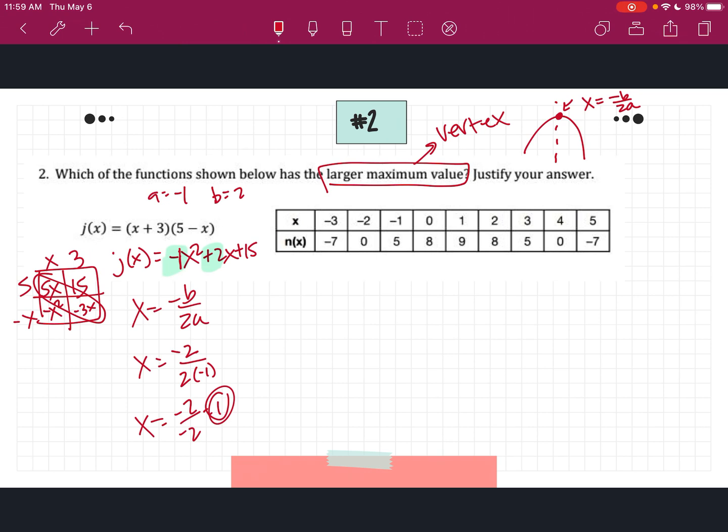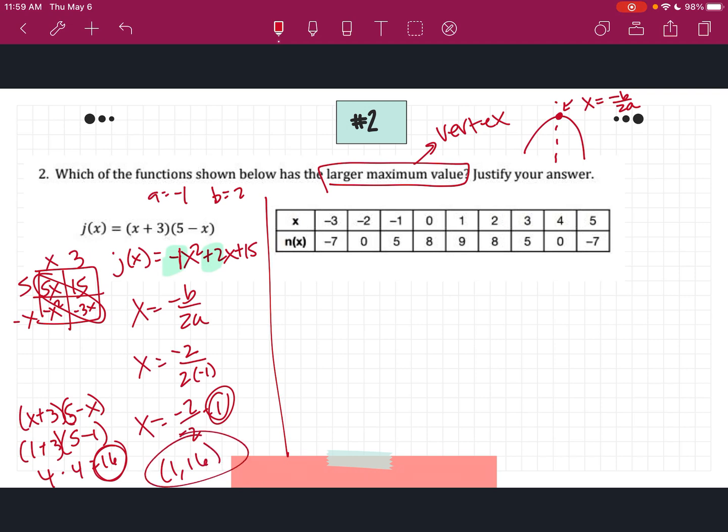So to find the whole value, because we want the larger maximum value, which is the y value, where is that on the graph at 1? So all you need to do there is go and plug it in. You can plug it into either equation. It might be easier to go back and plug it into the original one. So x plus 3 times 5 minus x, so we'd have 1 plus 3 times 5 minus 1, so you get 4 times 4, which is 16. So the vertex for this guy is 1, 16, so that's the point.